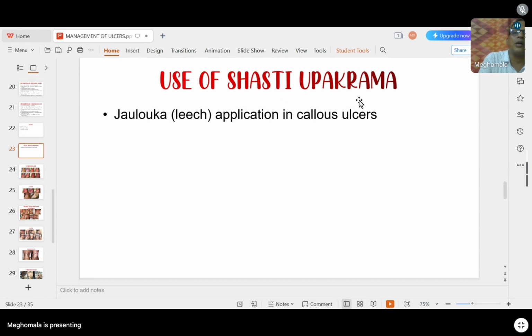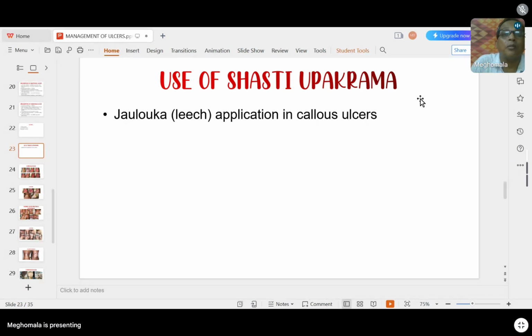Now I want to discuss the use of Shashti Upakrama. Shashti Upakrama Chedana, we can do it in our chamber, at OPD level, in the casualty room. We may go for Chedana, we may go for Vedhana, we may go for Eshana, whether a foreign body is there or not. Aharana, all of you know that we have to remove the foreign body and so on. Everything, Ashtavidha Shastra Karma, we can do with little infrastructure.